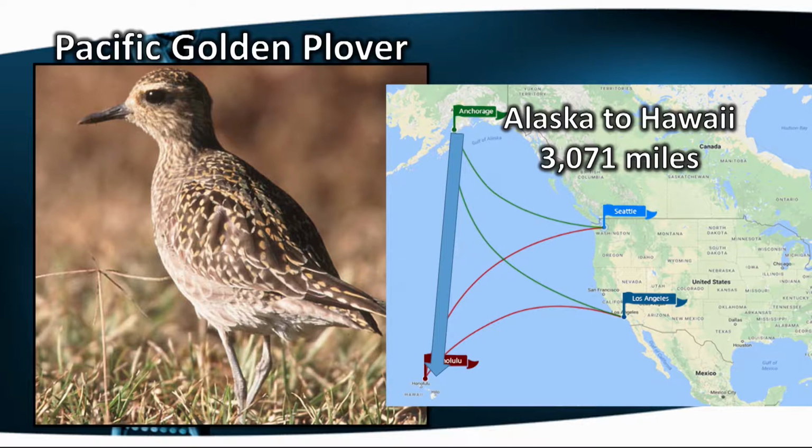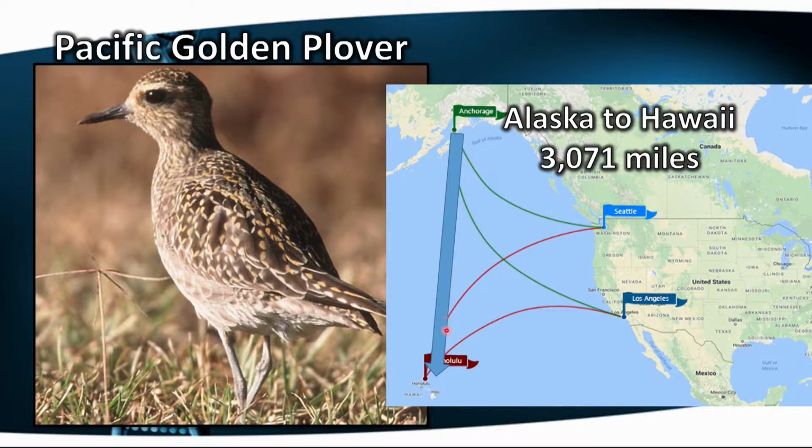This little guy is about the size of a dove. It lives in Alaska, and it flies all the way down to Hawaii in the winter. This is an 88-hour nonstop flight. There's no land in between. This is 3 days and 4 nights nonstop.